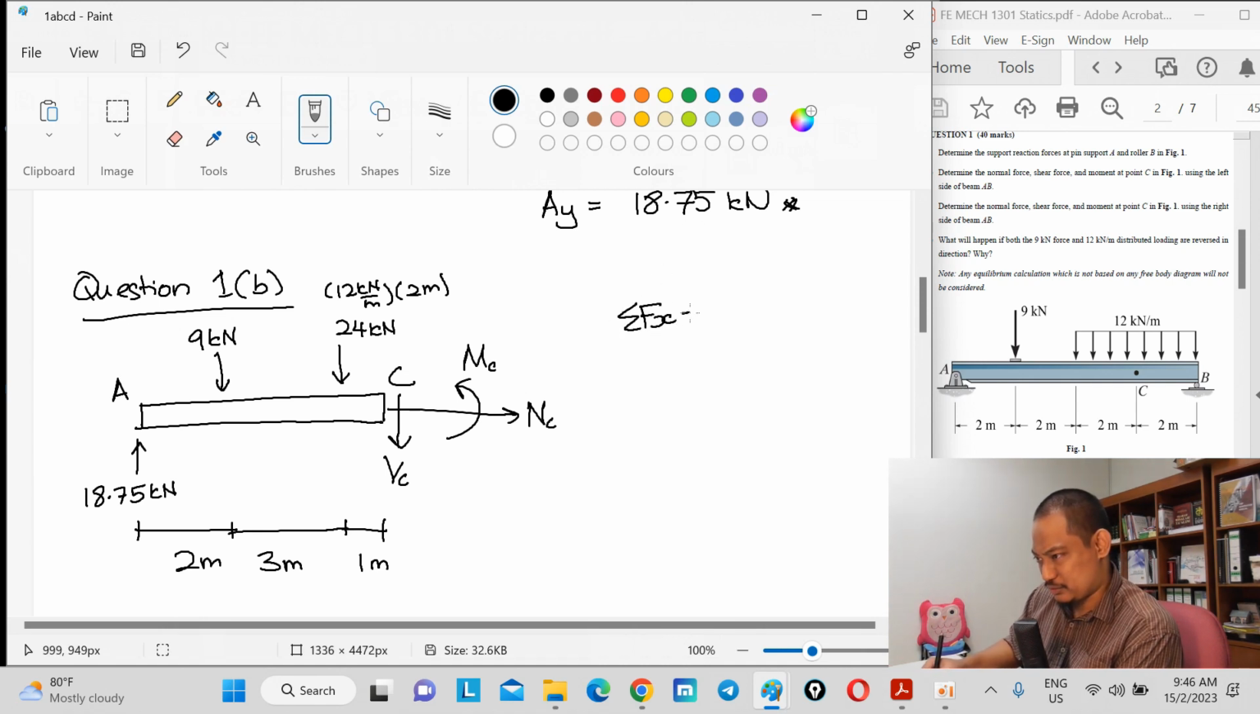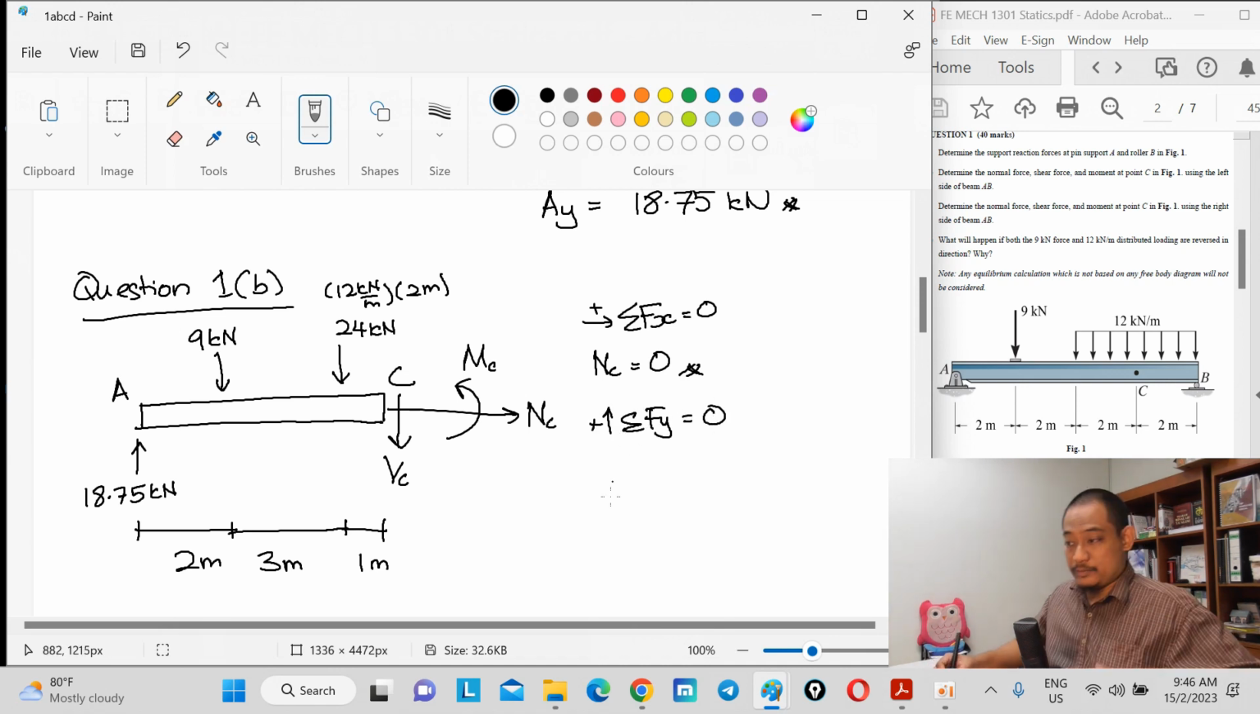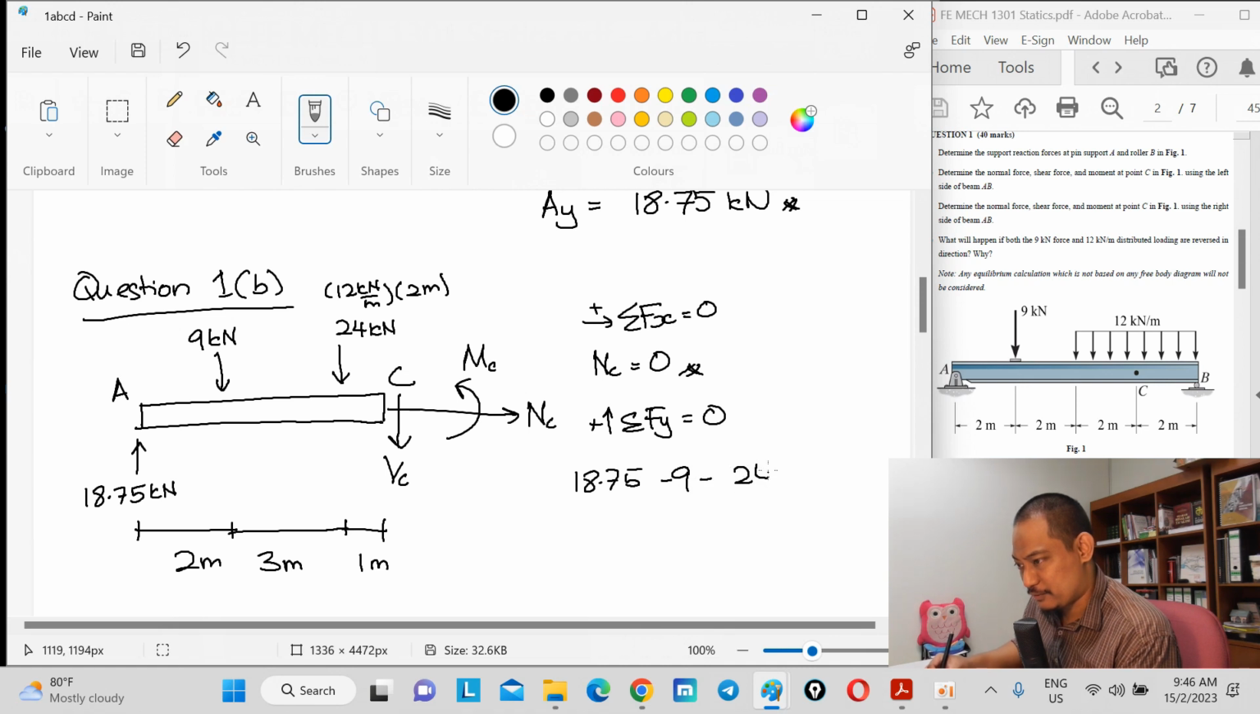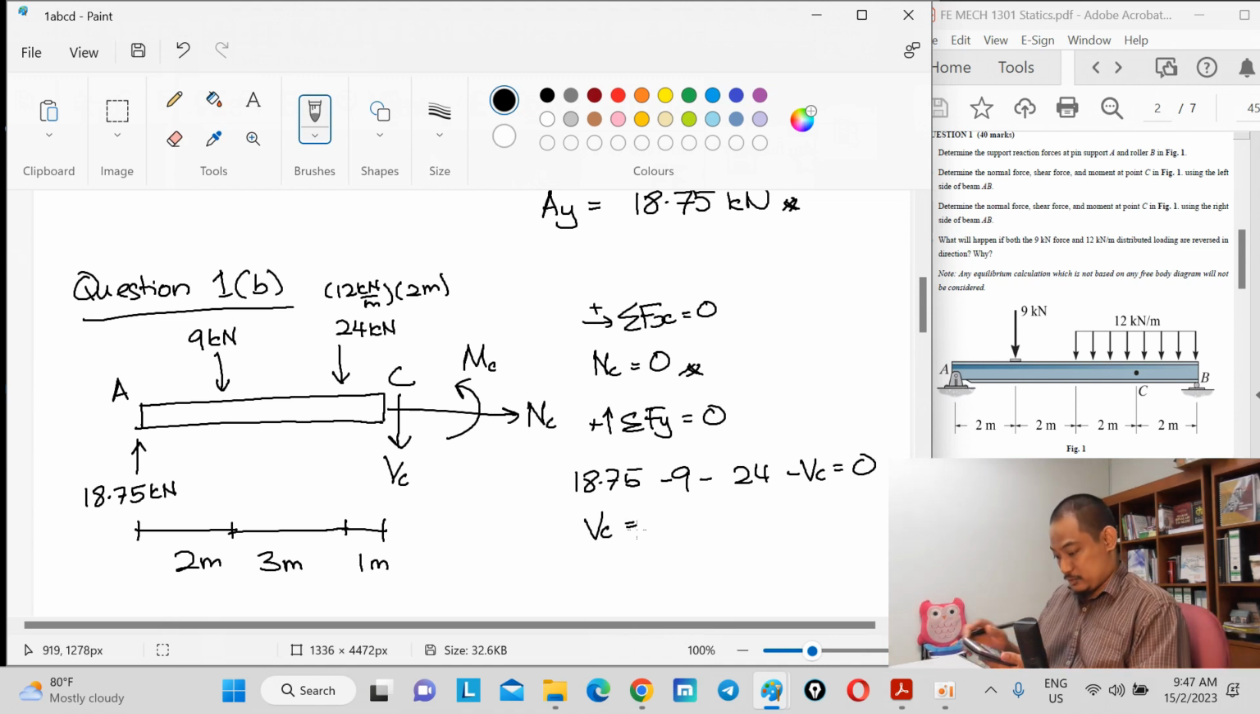Summation of Fx equal to 0. I'm not saying that Fx will always be the easiest, but in this case, because there are no other horizontal forces, you get NC equal to 0 straight away. Then, upwards as positive, summation of Fy equal to 0. So you have 18.75 minus 9 minus 24 minus VC equal to 0. Hence VC equals 18.75 minus 9 minus 24. VC is negative, so it goes that way, and we get negative 14.25.